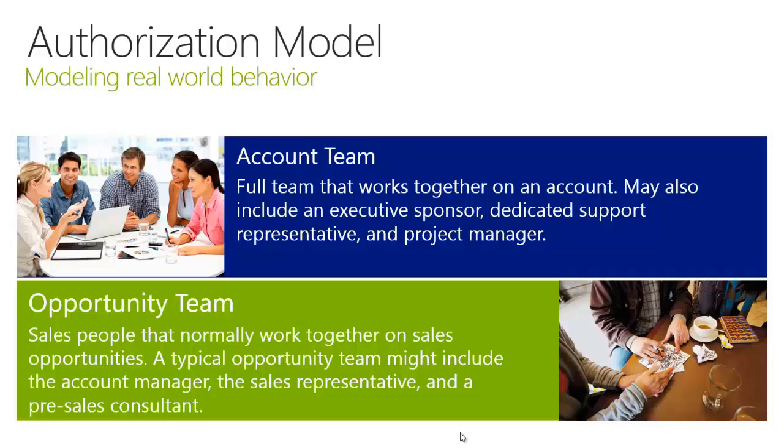Now here are some examples for how some business scenarios would model access teams. So we have perhaps an account team which may be working together on a specific account, which could include different types of roles like a sponsor or a support representative. And then also there may be an opportunity team where salespeople would be working together on sales opportunities, and it may consist of different types of roles.